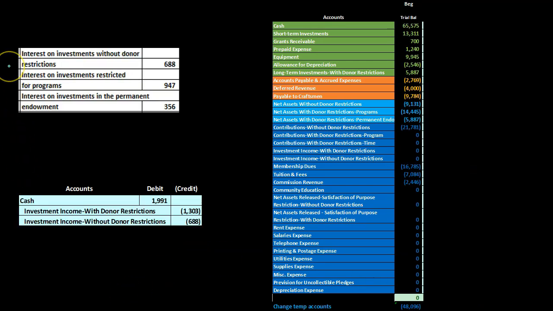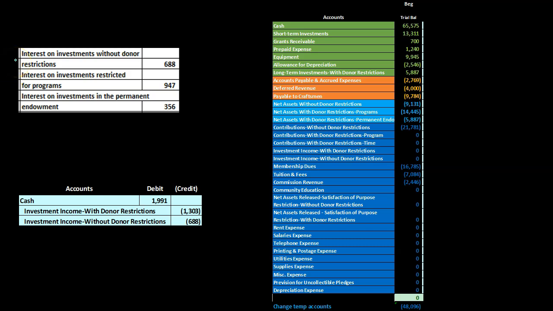Next transaction. We got interest on investments without donor restrictions of 688, interest on investments restricted for programs, the 947, and the interest on investments in the permanent endowment. What we're talking about here is that interest has been earned on the investments, and therefore the typical journal entry we would think of would be cash going up, with some type of income, interest income, as the credit. However, of course, here we have restrictions related to it, so we're going to modify what would be done for a for-profit organization a bit. So the modification will be related to the restrictions.